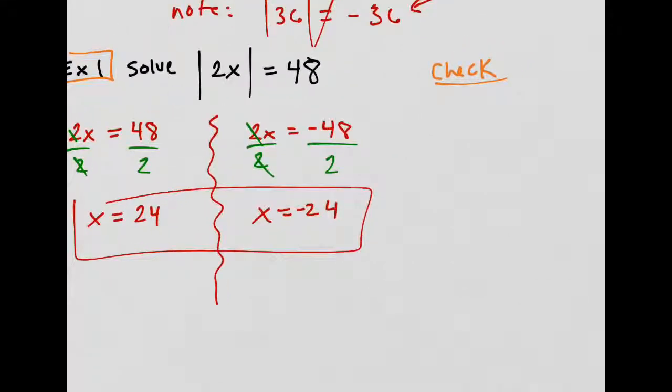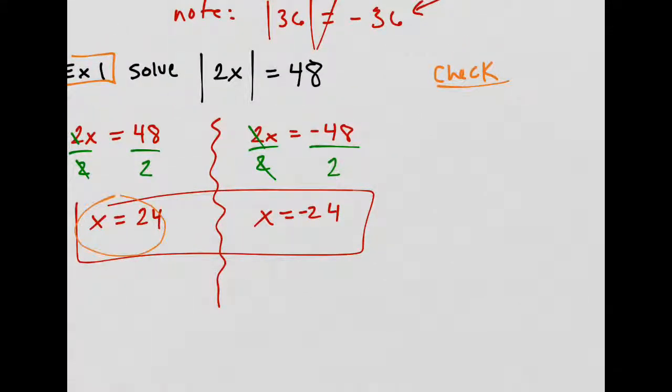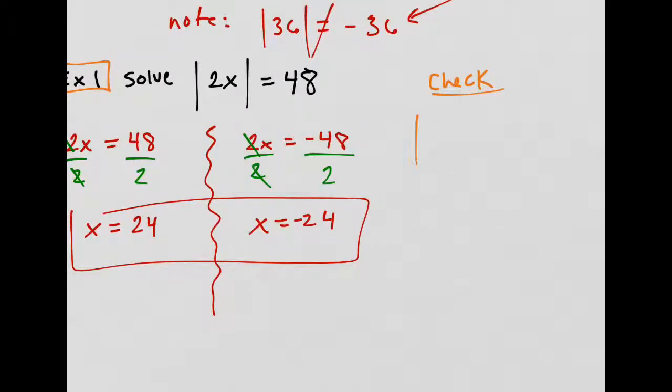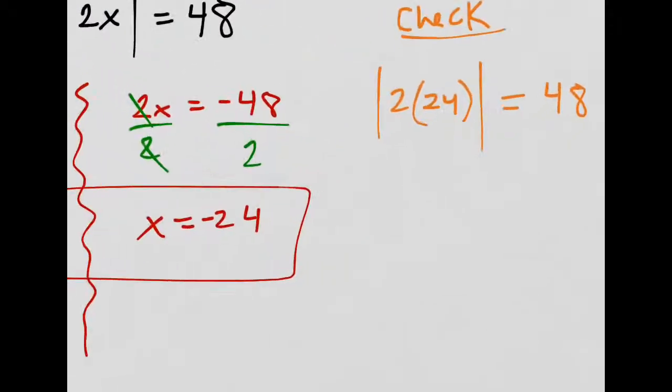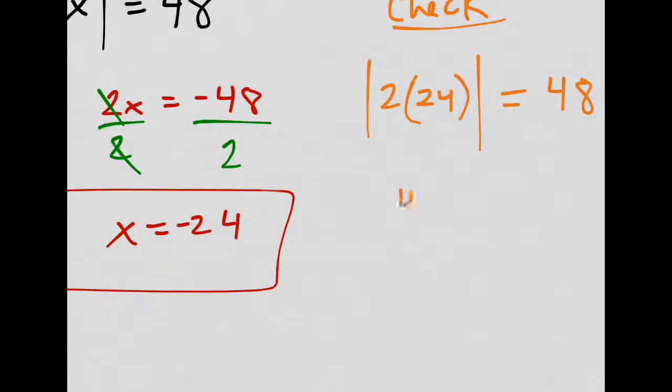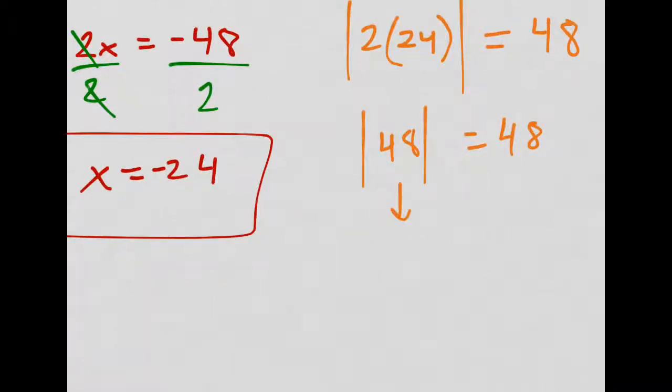Let's check this one first. I will have the absolute value of 2, and instead of x, I'm plugging in 24. Let's see what that equals. Hopefully it's equal to 48. Well, 2 times 24 is 48. And then the absolute value of 48 is just regular 48. So 48 equals 48. We know we did it right.